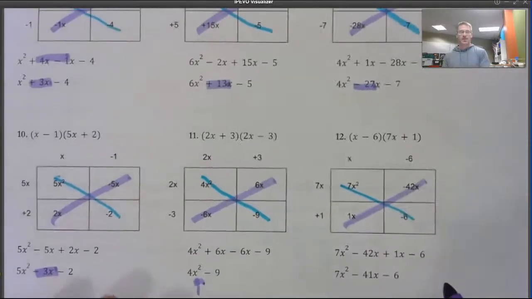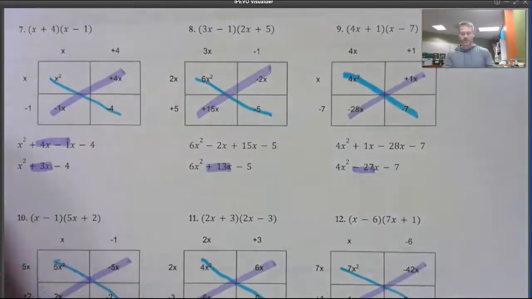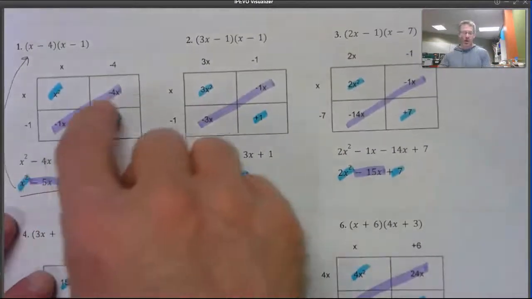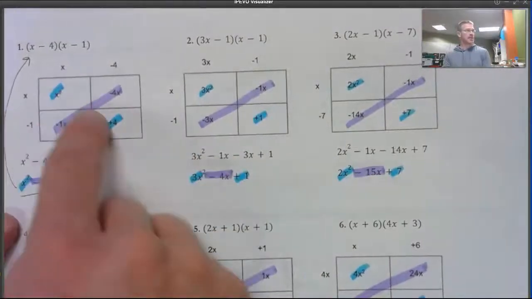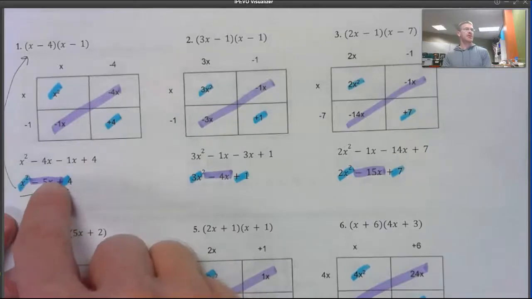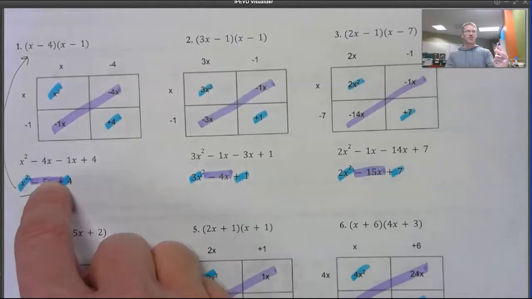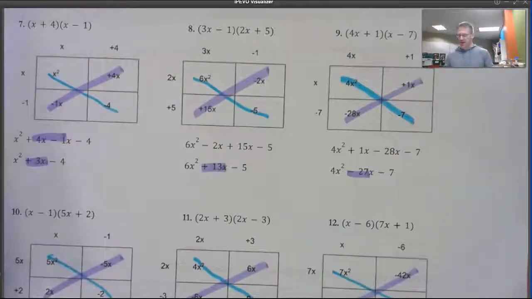There's no x term. So how does this help us? Two things. What we know is the purple here will always multiply to give us the same thing as the blue. The purple also adds to give us the middle term here. And if we know those things, then we can work backwards to factor. So that is the big idea.